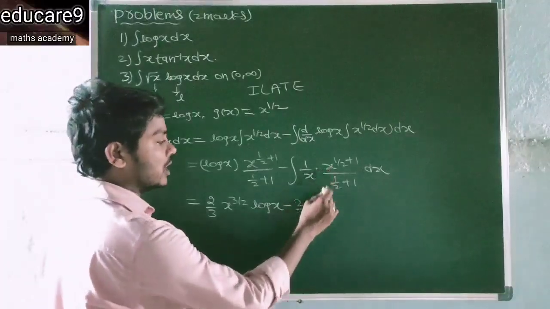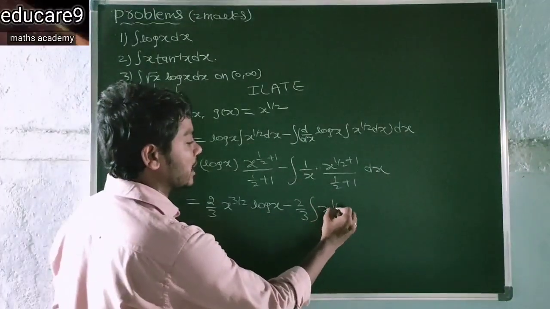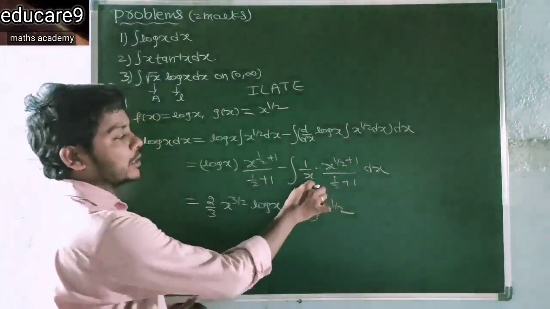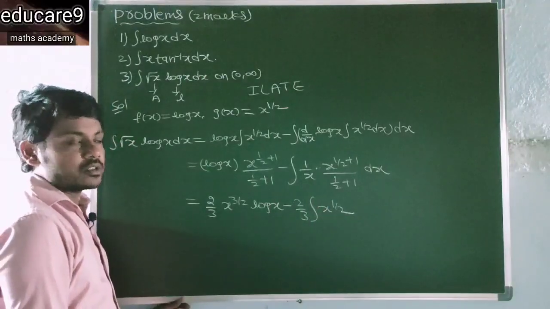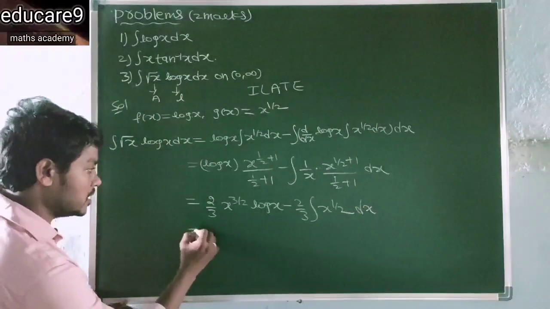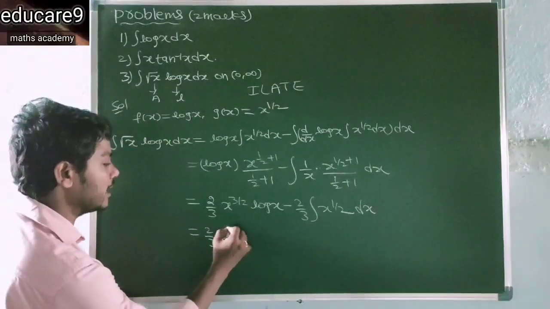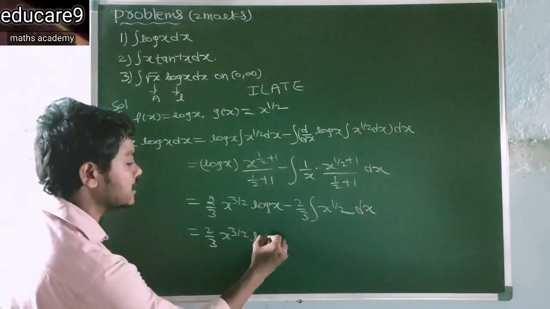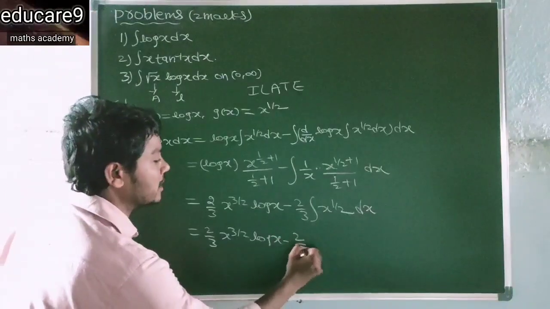So clear, this is what? Root x only, that is x power 1 by 2. See here, x power 3 by 2 minus 1. So again you will get x power 1 by 2 dx. So this is 2 by 3 x to the power of 3 by 2 log x minus 2 by 3.